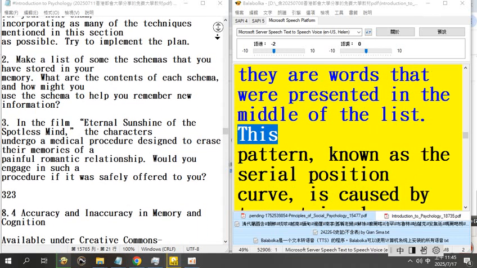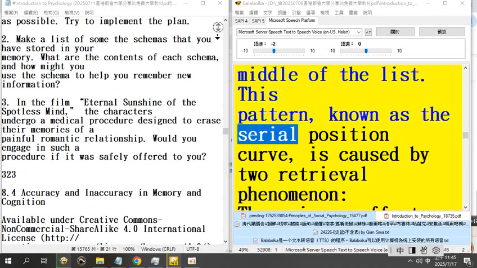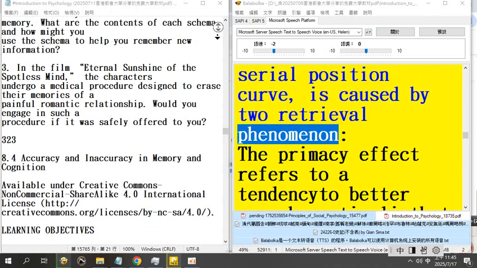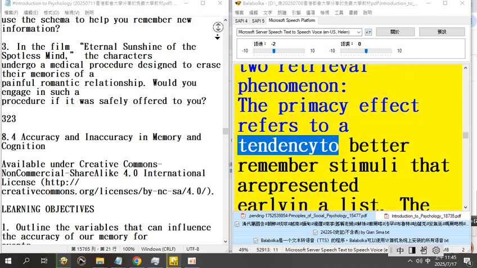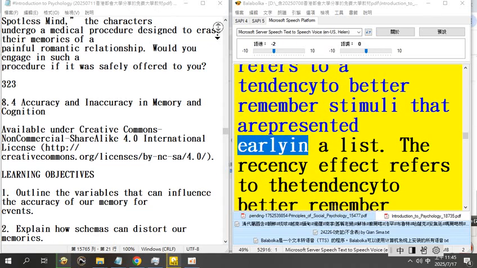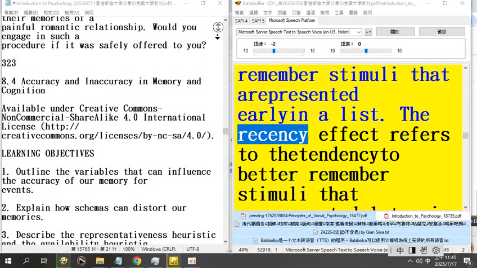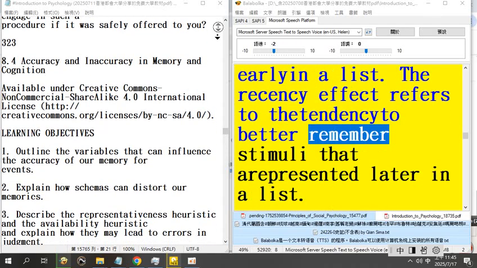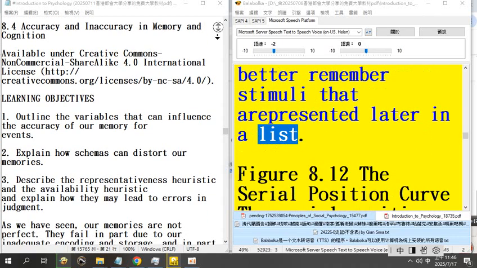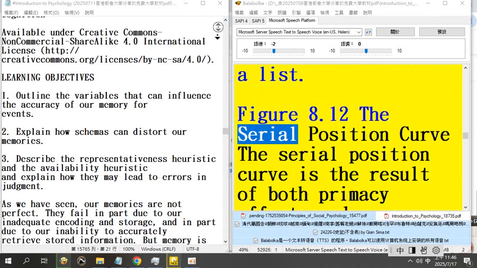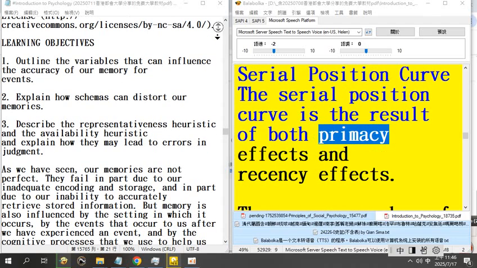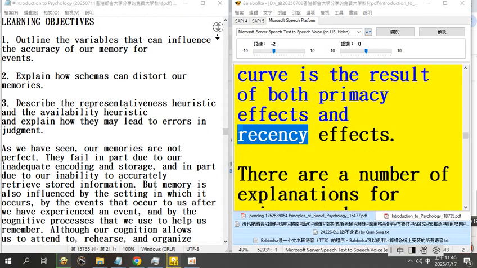This pattern, known as the serial position curve, is caused by two retrieval phenomena. The primacy effect refers to a tendency to better remember stimuli that are presented early in a list. The recency effect refers to the tendency to better remember stimuli that are presented later in a list. Figure 8.12 The serial position curve. The serial position curve is the result of both primacy effects and recency effects.